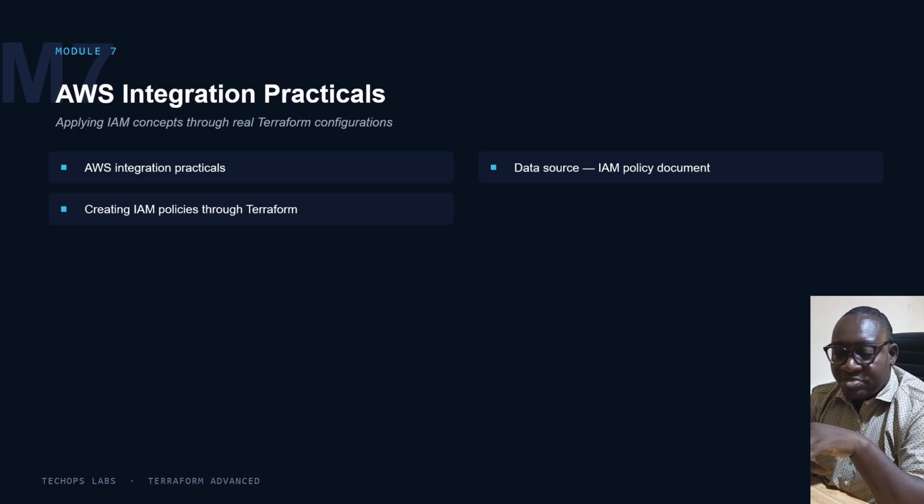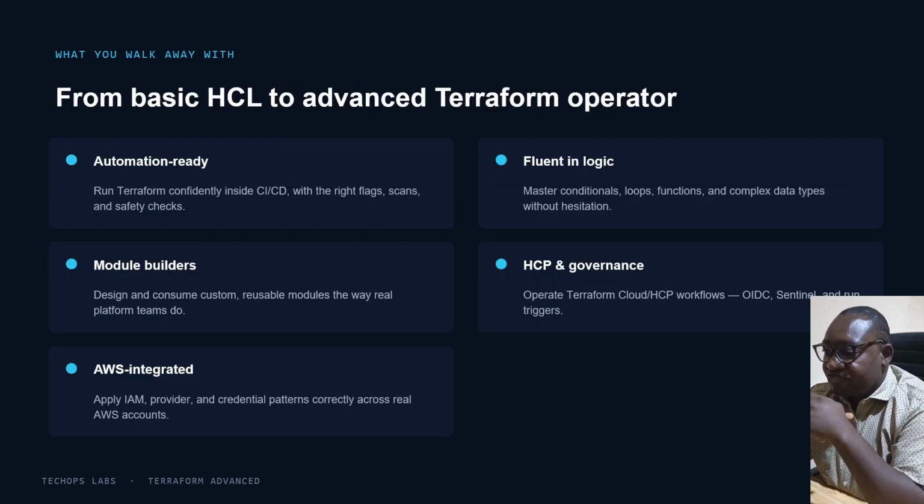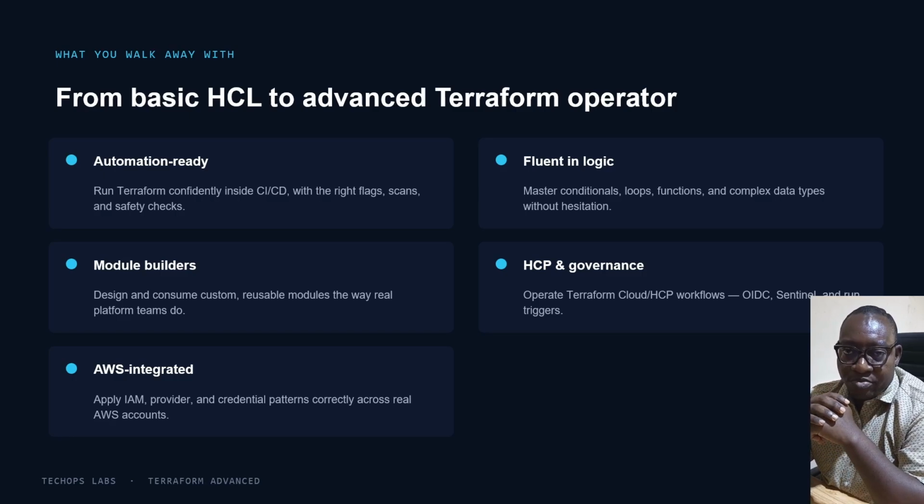It's going to be 100% hands-on. And I can tell you that you're going to enjoy this, all right, very much. And lastly, of course, the idea again is to go from basic HCL to advanced Terraform operator.